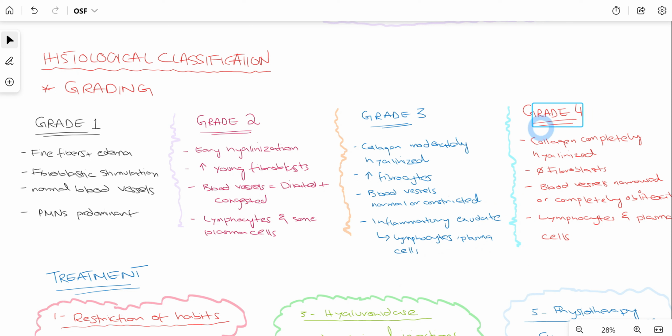And lastly, if we talk about grade 4, in grade 4 there will be complete hyalinization of the collagen fibers. There will be no fibroblasts. The blood vessels will be either narrow or completely obliterated, and there will be an increase in lymphocytes and plasma cells. So this is how we grade OSF on the basis of histology.